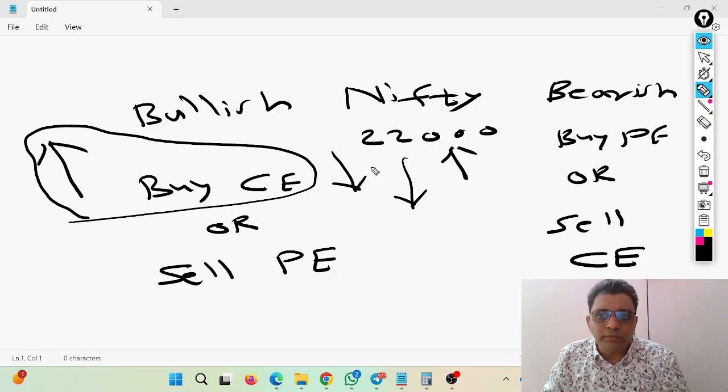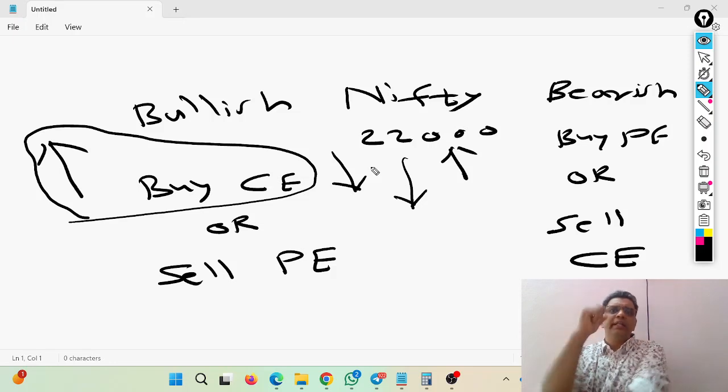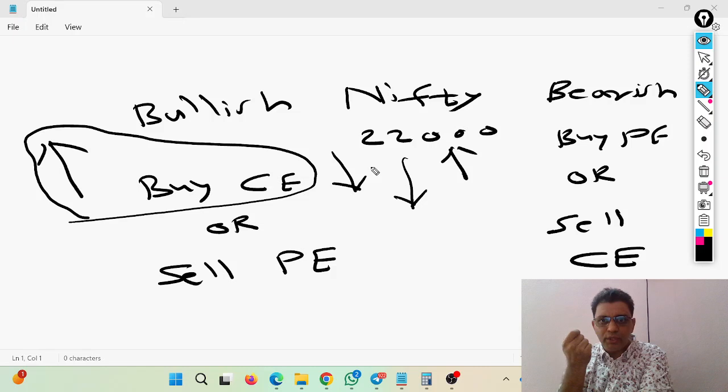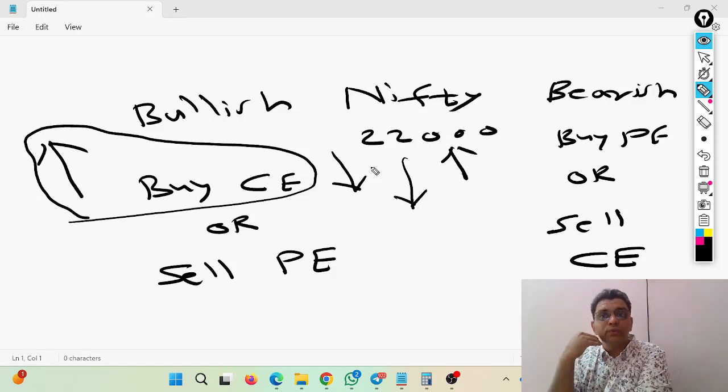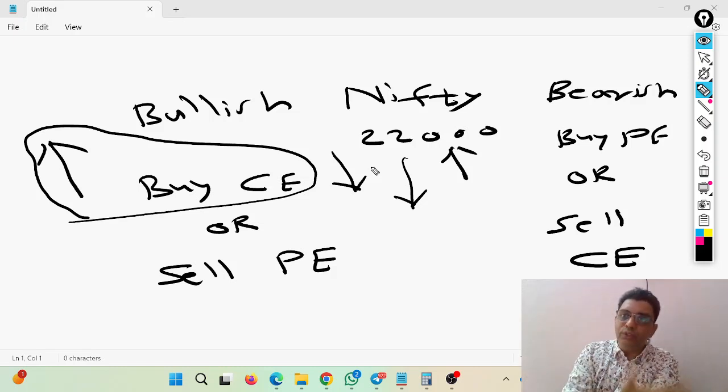Similarly here, have you ever wondered: if Nifty is at 22,000 and the 22,000 at-the-money call option is trading around 300 rupees, why exactly is it trading at 300 rupees? Why not 200 rupees? Why not 400 rupees? Why not 4,000 rupees? Why not 10 rupees?